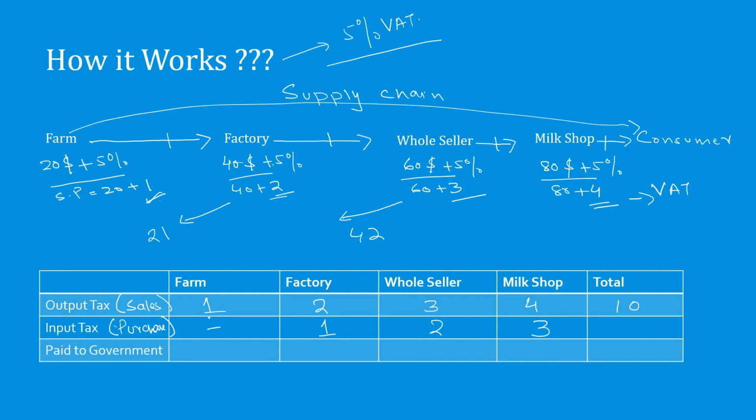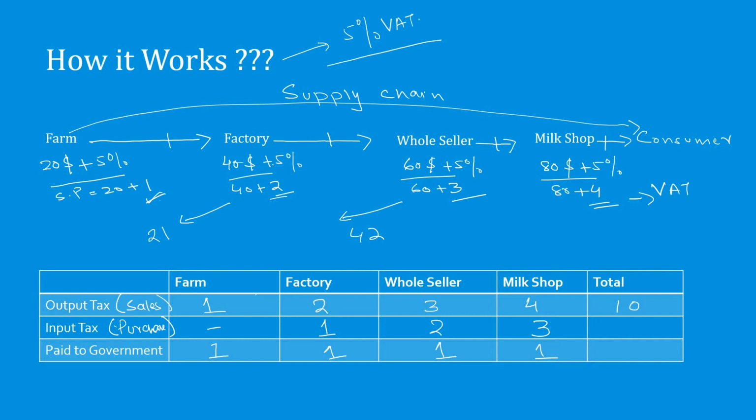So how much is paid at each stage to the government? 1 minus 1, nil, 1. 2 minus 1, 1. 3 minus 2, 1. 4 minus 3, 1. So what is happening? The businesses are simply deducting their input taxes from the output tax and paying the balance to the government. Two very, very important points to understand now.